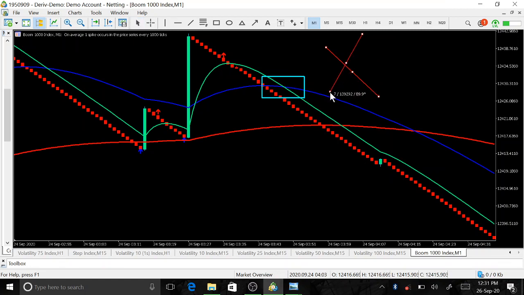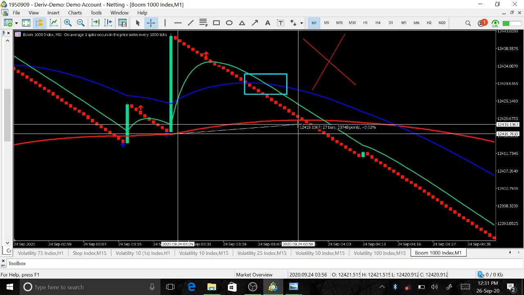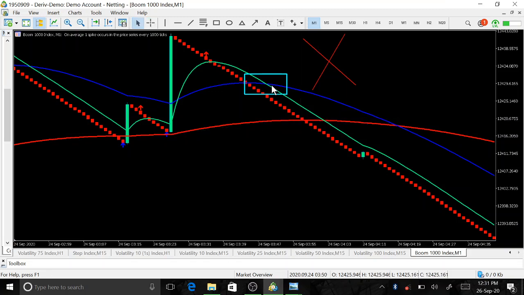So as you can see, this entry here is invalid. Why? Because the market is still above the 200 EMA. Our 200 EMA is below the market, so it means the bulls are in control. So we are not taking this signal here.